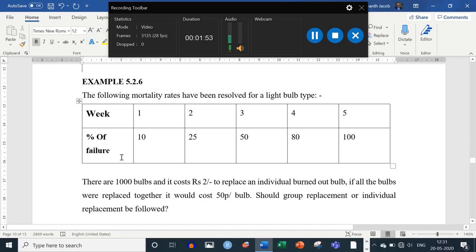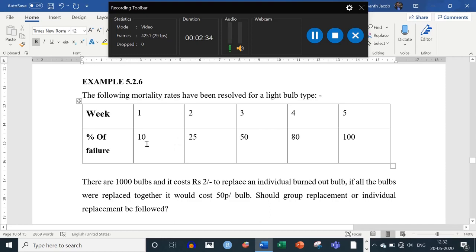There are about 1000 bulbs, and we have a table which says in about 5 weeks, all of them fail. And this says it's percentage of failure, which means in the first week, 10% of the bulbs fail. And in the second week, it's a cumulative of 25%, which means in the second week alone, it is only 15% failure. Here it shows that it is 25% cumulatively, 10% in the first week, 15% in the second week, both put together, it is 25%.